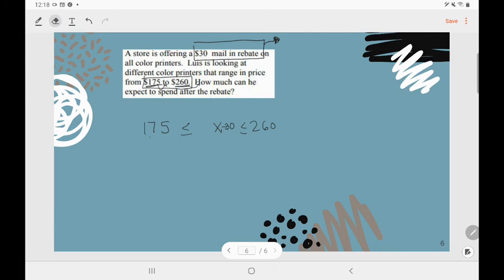I'm going to go ahead and solve this inequality. Plus 30. I need to do the same for both inequalities. So plus 30, and that results in the range of 205 to 290. So Luis can actually look in the $205 range to the $290 range because he has that $30 mail-in rebate. And that is my final answer.